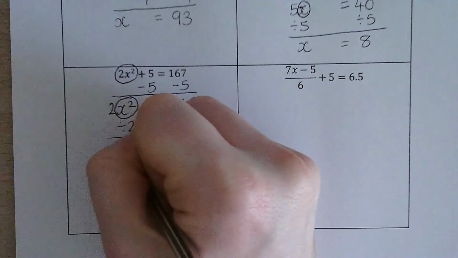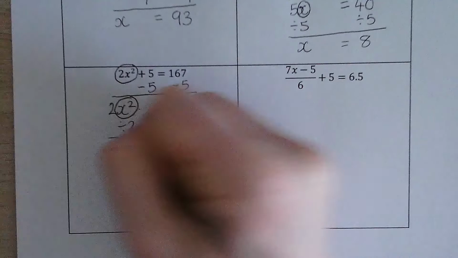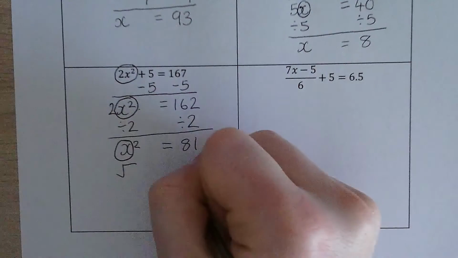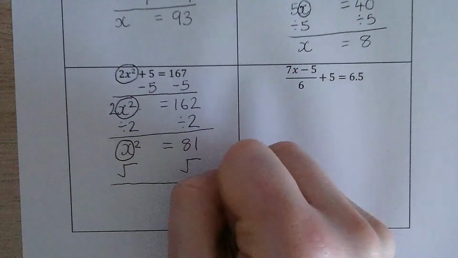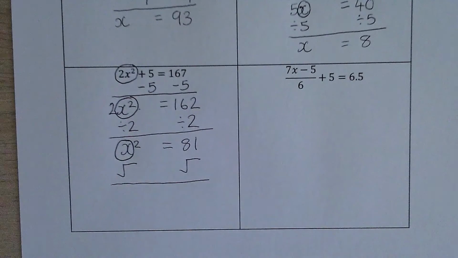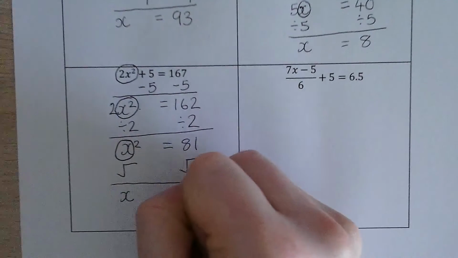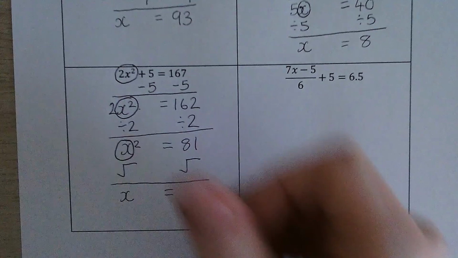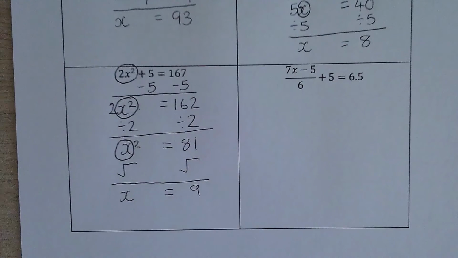We now need to isolate x, which means I now need to get rid of the square on x squared. To undo this, we need to square root both sides of the equation. The square root of x squared is just x, and the equal sign will drop down. And now we need to calculate the square root of 81. The square root of 81 is 9.